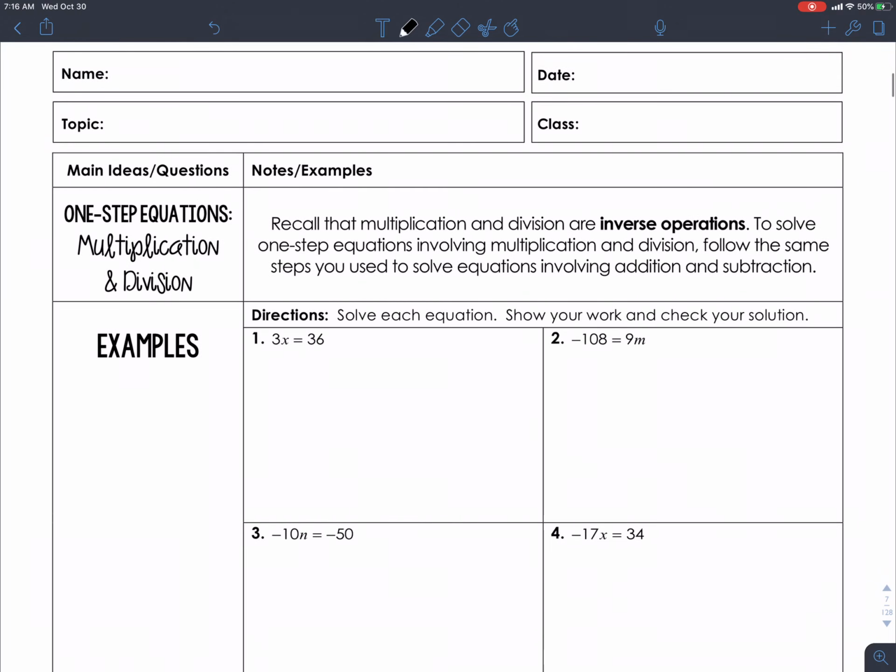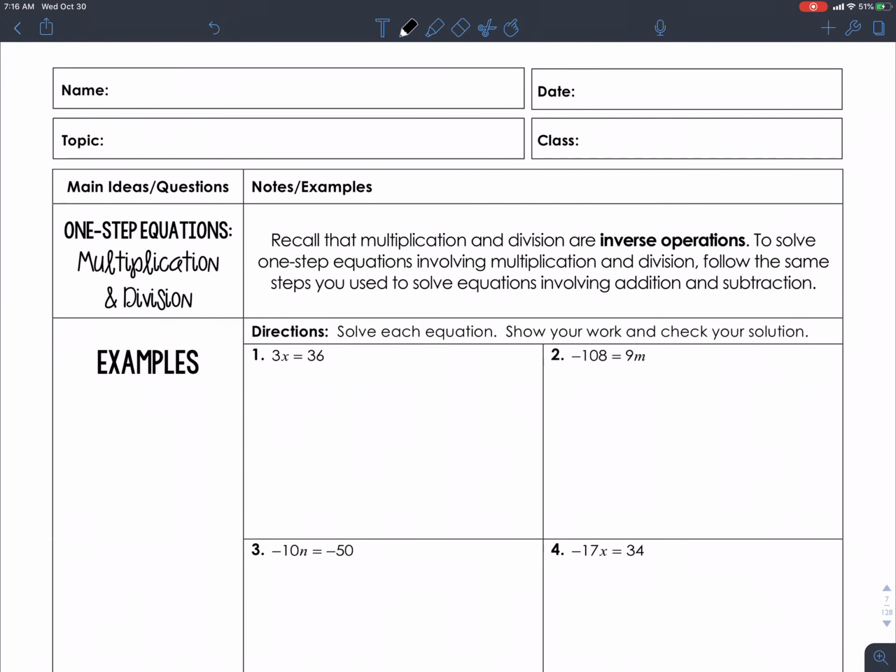Okay, so today we are working on one-step equations still. That's what we did yesterday, or 2 days ago. But today we're working on inverse operations, multiplication, and division.